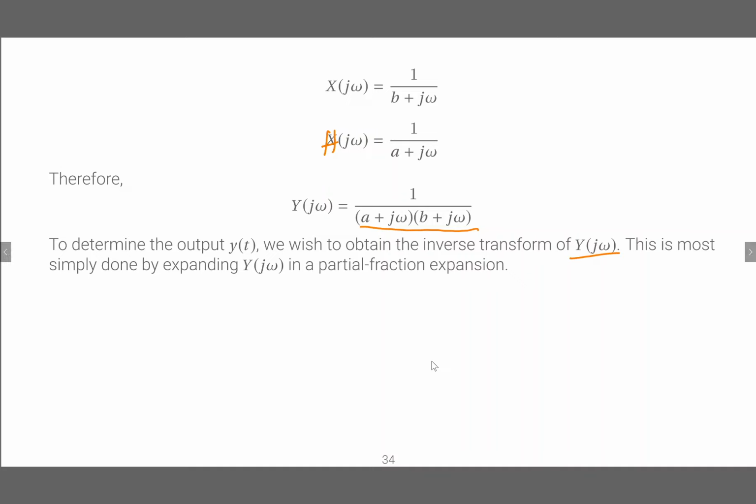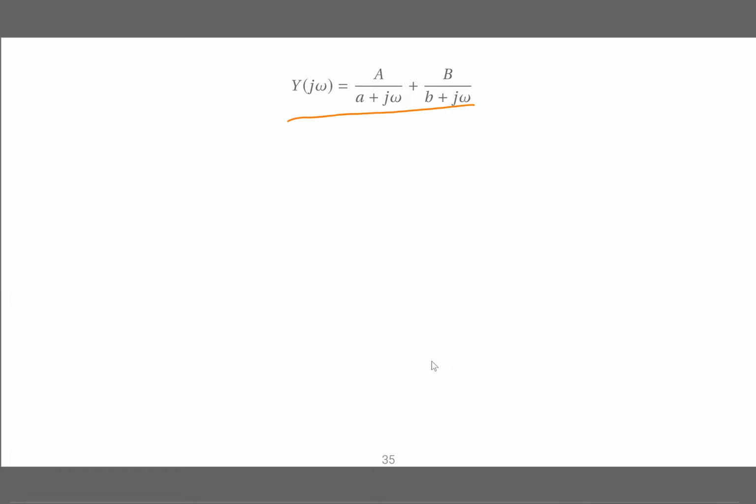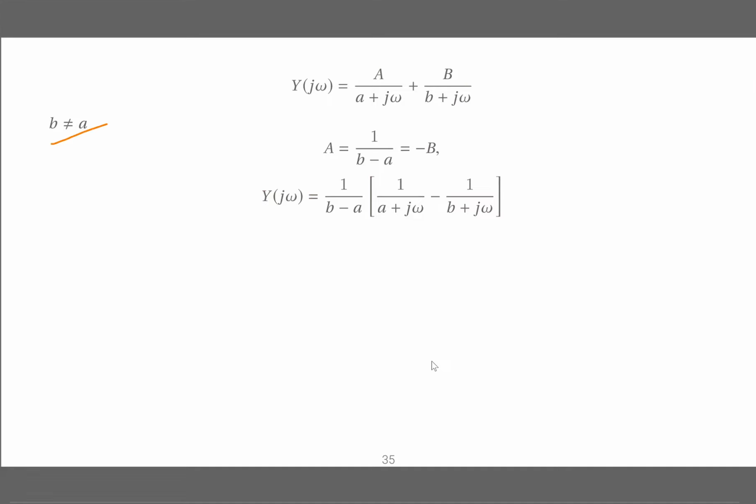This is most simply done by expanding Y(j omega) in a partial fraction expansion. So we have to write the partial fraction expansion in this form. Y(j omega) is equal to A over a plus j omega plus B over b plus j omega. We must find the constants capital A and capital B. If b is not equal to a, then A turns out to be 1 over b minus a, and B is minus that. So this is the partial fraction expansion.